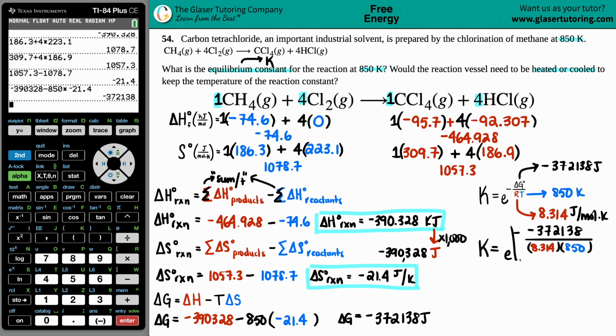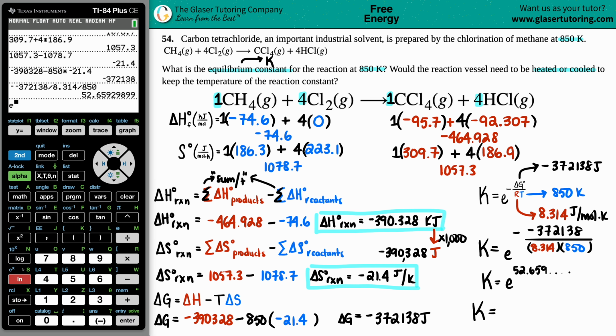Now, what I would do is get this to being one number, right? So I'm just going to simplify that so that we just have K equals e raised to some number. Let's see. Negative times a negative divided by 8.314. And now if I want to just show the 850 in the denominator without any parentheses, I'll press divide again. Divide by 850. And I have e raised to 52.659 and a bunch of other numbers, which I'm not going to write all out.